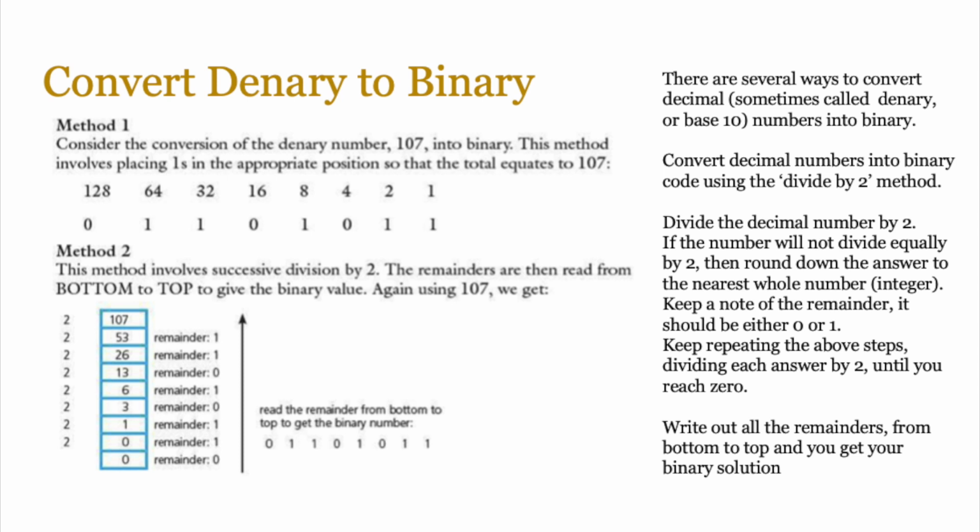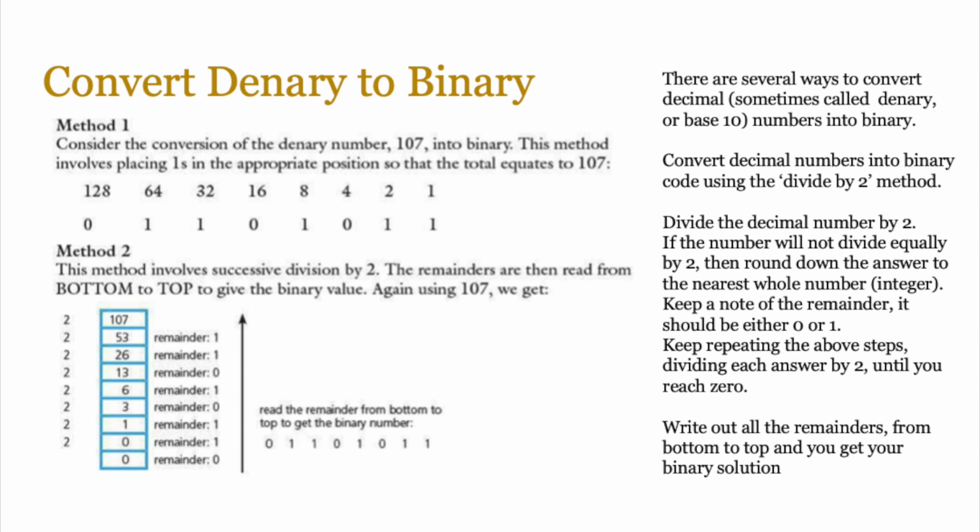Does 128 go into 107? No, it doesn't. Therefore, we write 0 under 128. Does 64 go into 107? Of course it does. So we write 1 and we subtract 64 from 107, which then gives us 43. So we look at the next number, 32. Does 32 go into 43? Of course it does. So we subtract 32 from 43, which then gives us 11 remaining.